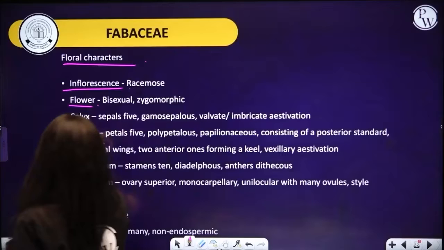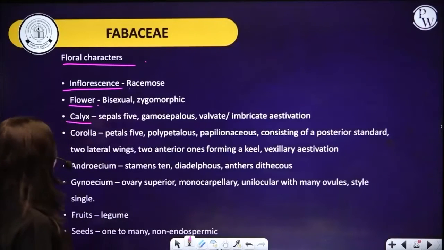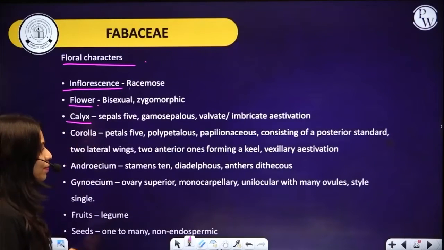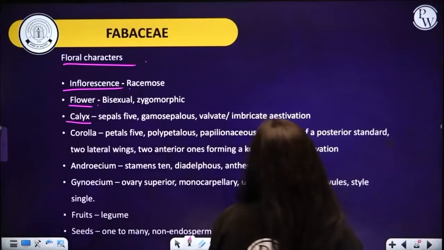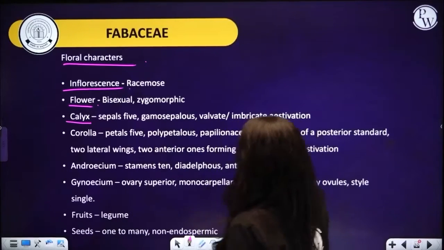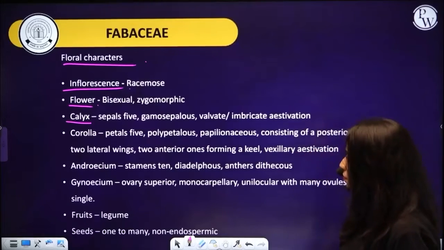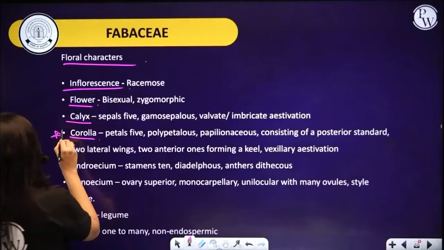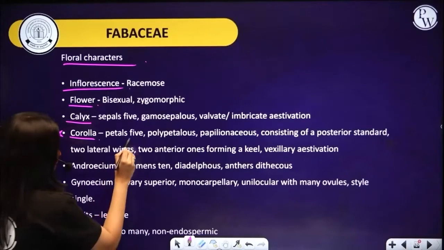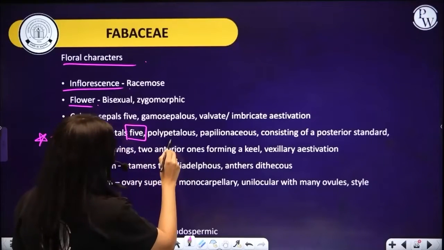Talking about the first floral whorl outside, it's called calyx. Sepals are 5 in number. They are gamosepalous, which means the sepals are fused. Valvate or imbricate aestivation can be seen. Talking about corolla, characteristic feature of this family, petals are 5 in number. They are polypetalous.